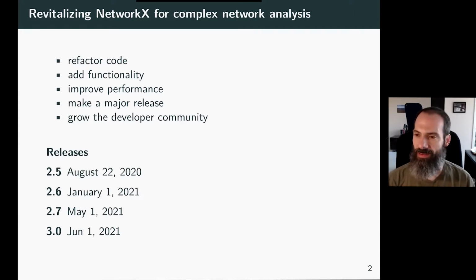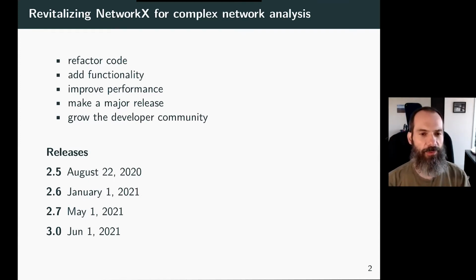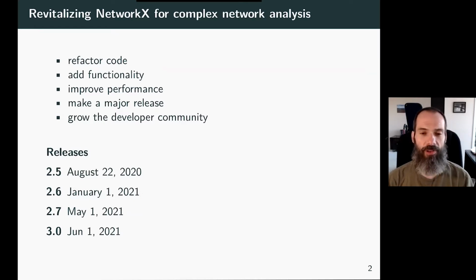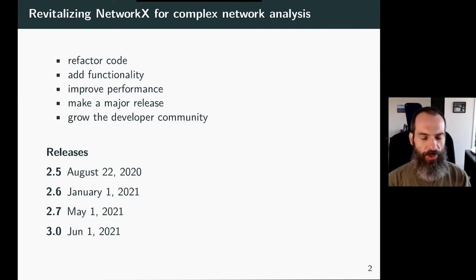I'm sure, like many of the applications, we basically proposed to refactor our code, to add functionality, to improve performance, to make a major release, and most importantly, grow our developer community. So far, we've had one release, 2.5, which came out in August. We're about to release 2.6. We'll have another, 2.7, and then finally the major release, 3.0.